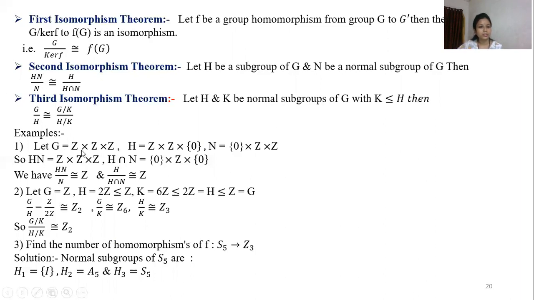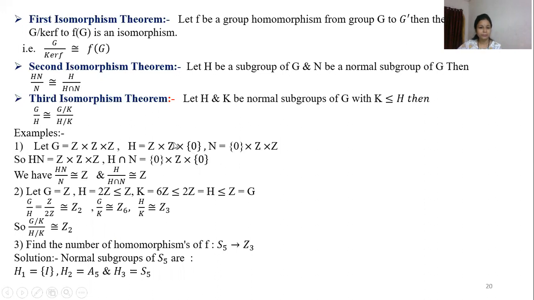First example: suppose G is the group Z cross Z cross Z, an abelian group, as we know from the previous note that if each Gi is abelian, then G1 cross G2 cross Gn is abelian. H is Z cross singleton 0, a subgroup of G. N is singleton 0 cross Z, also a subgroup of G. Let us verify the second isomorphism theorem here. What we obtain for H into N, you can easily identify.